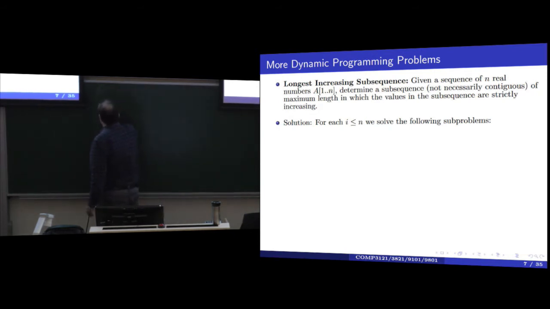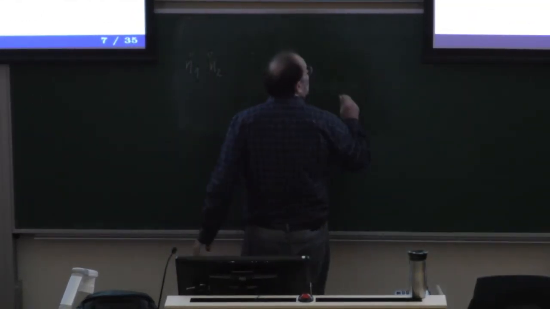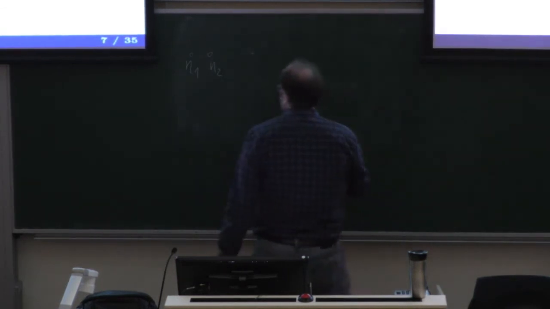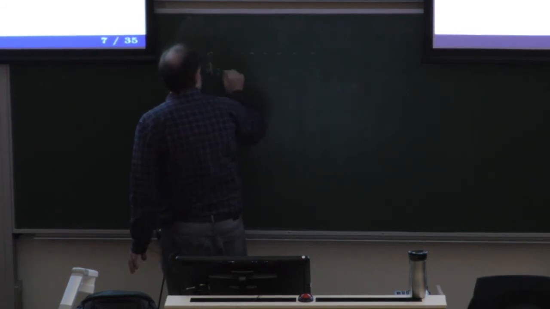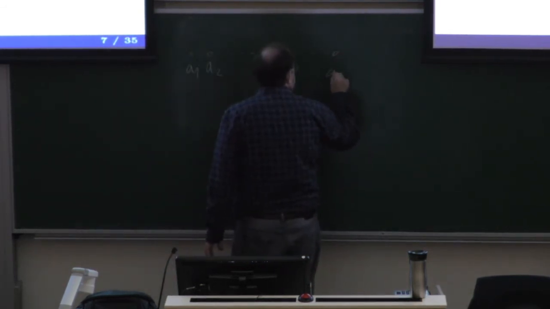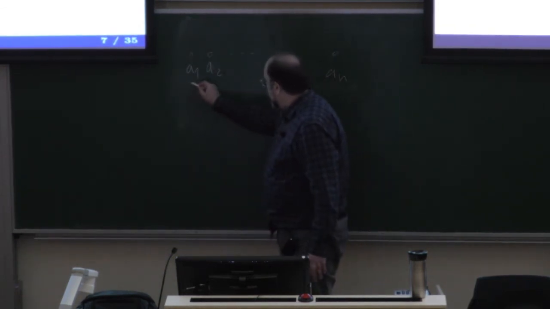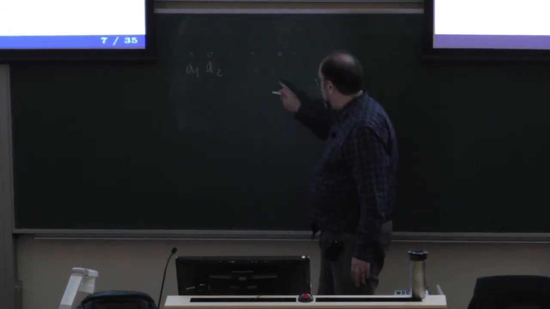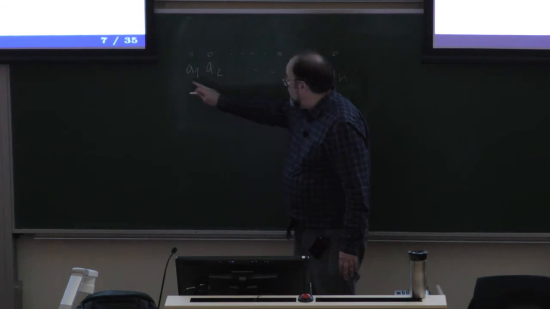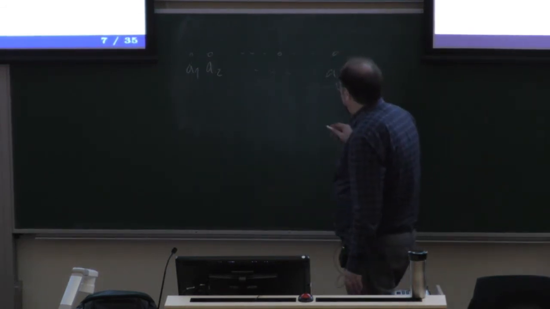So assume that you have a sequence of numbers, right? Say A1, A2, up to An. And we want to solve the following problem. We want to find the longest possible subsequence of this sequence which is strictly increasing, right? How do we do that?